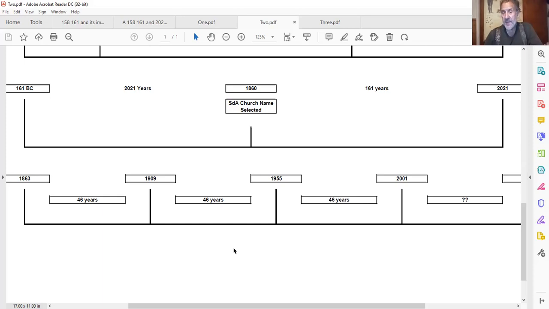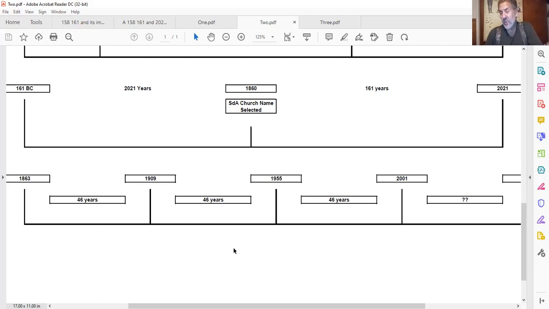From 1909 to 1955, we have another period of 46 years. And in this time period, we have the church choosing to accept the teaching of the Trinity, to set aside the understanding of 2300 evenings and mornings, and seeking an alliance with Protestant churches. The first alliance was with the American government. The second alliance is with the Protestant churches.